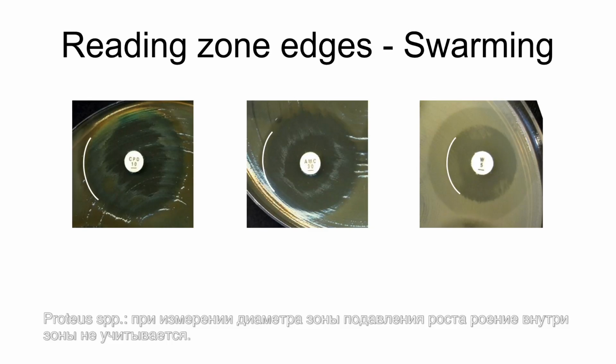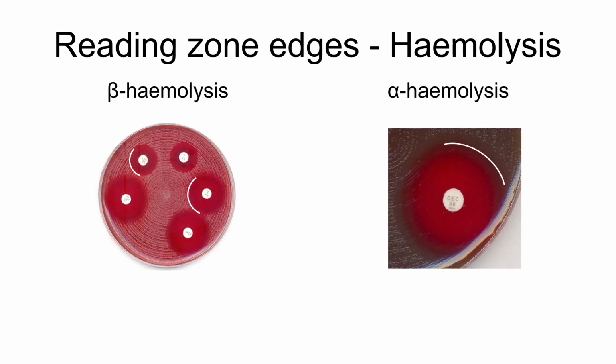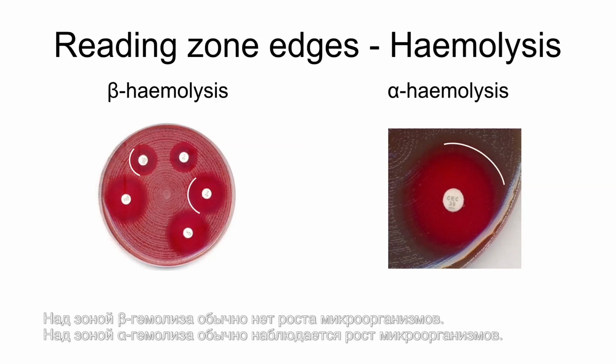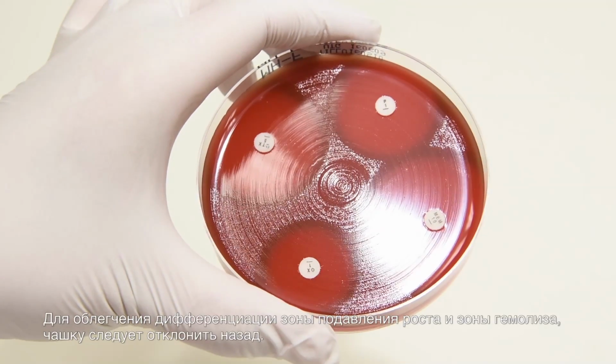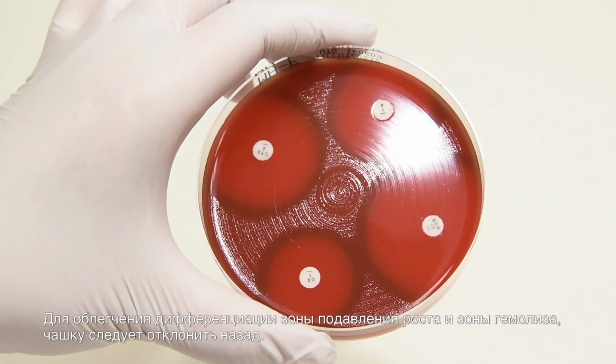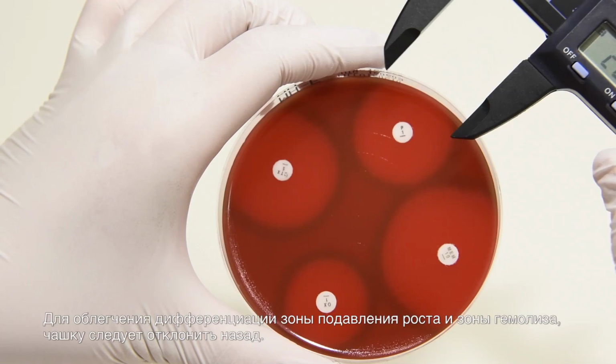For Proteus species, ignore swarming when reading inhibition zone diameters. For hemolytic organisms, read inhibition of growth and not inhibition of hemolysis. Beta hemolysis is usually free from growth, whereas there is often growth within areas of alpha hemolysis. To better differentiate between hemolysis and growth, tilt the plate back and forth and measure the zone diameter.